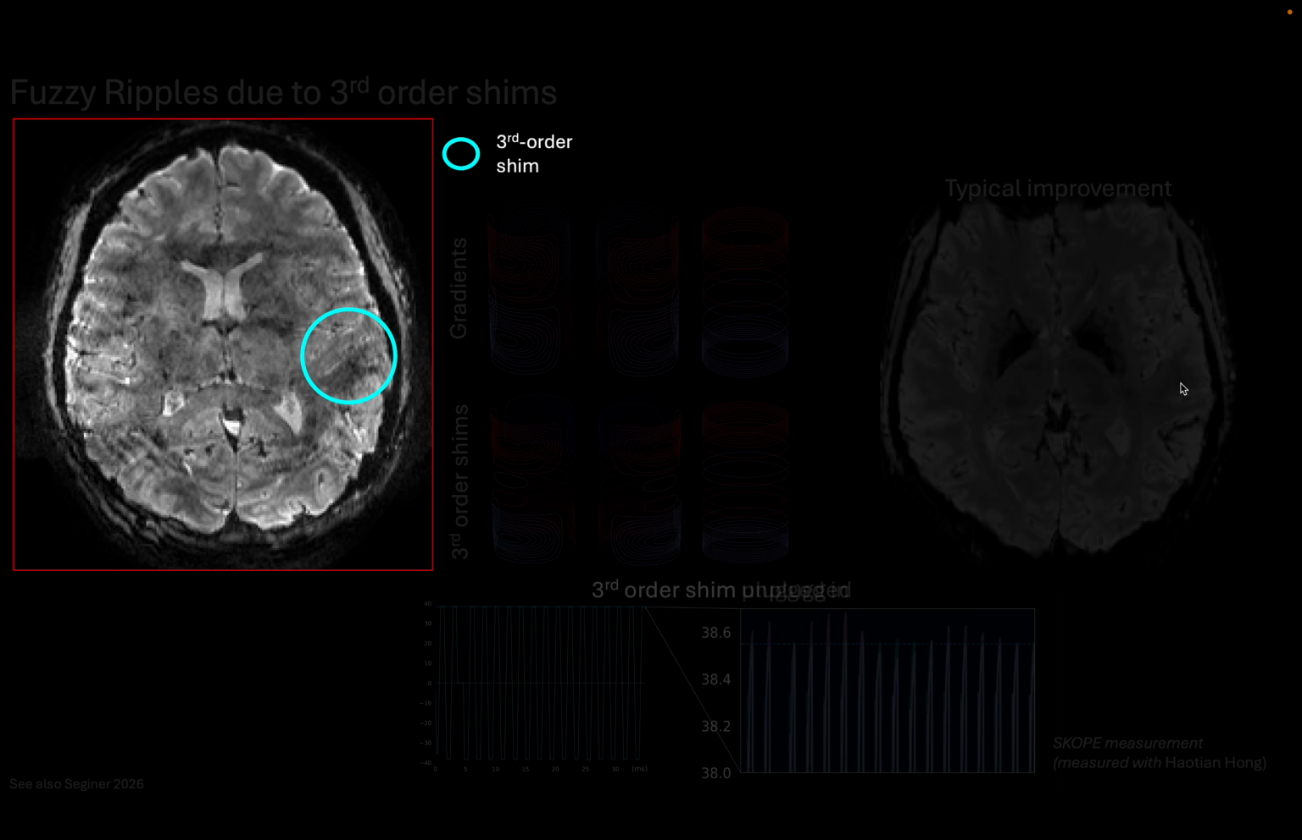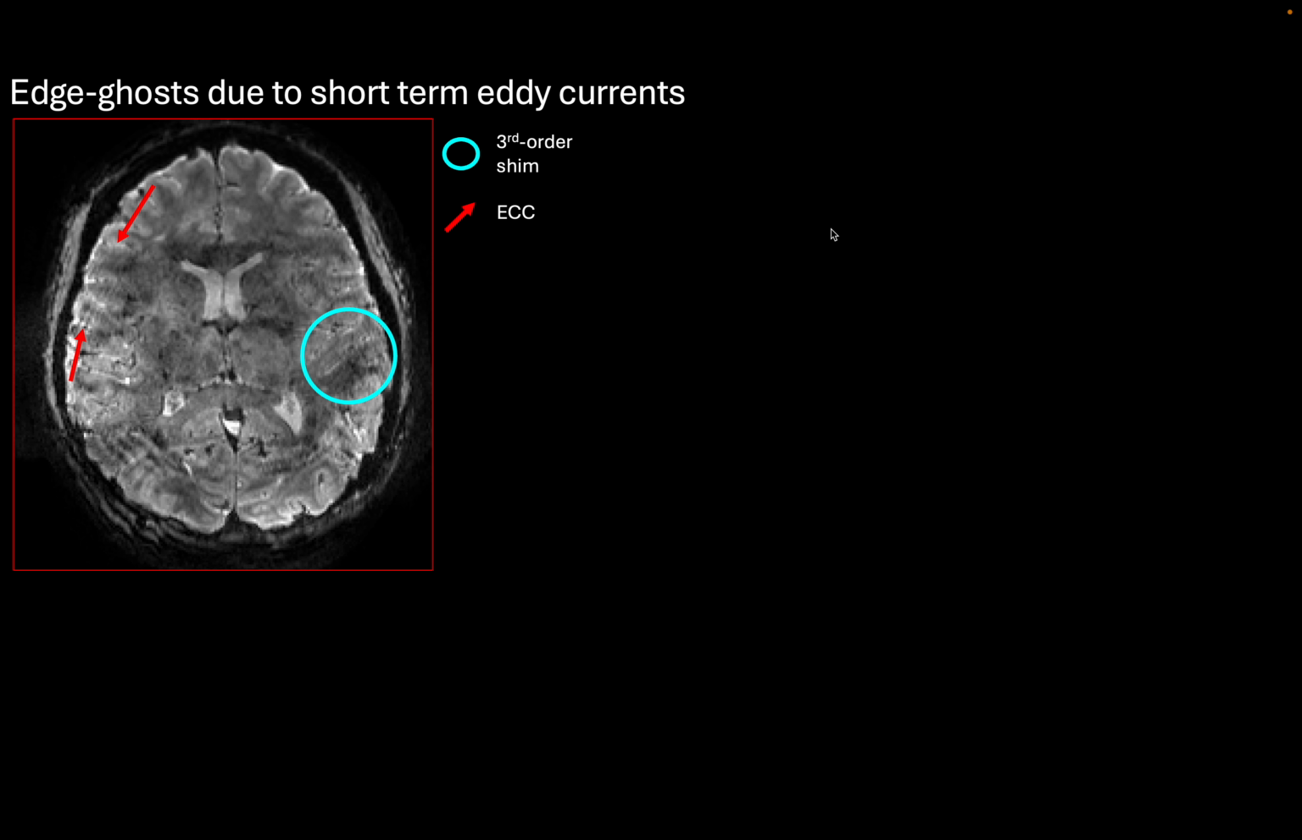But that's not the only thing we are limited by. You can also look at these edge ghosts, right? And they are coming from short-term eddy currents. And I guess everybody knows that when you want to play out a trapezoid like this, your scanner actually does something like that. And this is well known. So usually what you can do is you take your nominal gradient shape and you just shift it, which is happening in the tune-up of the scanner, and to measure this with a delay correction.